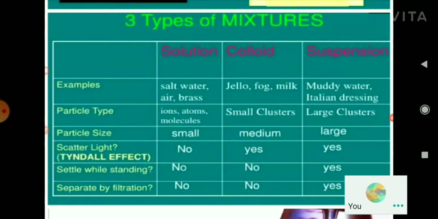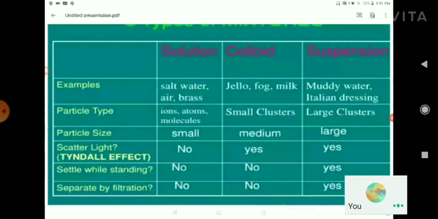Then particle size in solution will be very small. As you know, if we mix salt in water, it will dissolve because the particles are smaller. In colloid it will be medium and in suspension it will be very large. Then scatter light in Tyndall effect: in solution it will be no, in colloid yes, and in suspension also yes. Settle while standing: in solution it will not settle because it is mixed throughout. Colloid also will not, but in suspension it will.